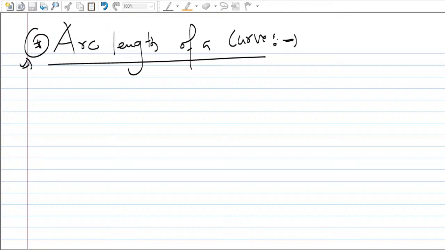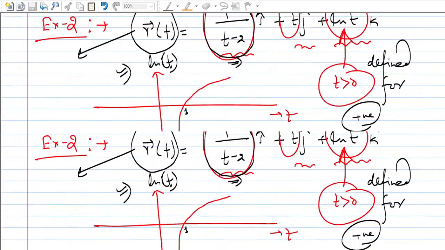How to compute the arc length of a curve. If any curve is given, and there is an arc, how do we compute that? We have already seen the concepts related to vector calculus in our lecture number 1. That was the vector function. What is the definition of a vector function? Let me recap here.